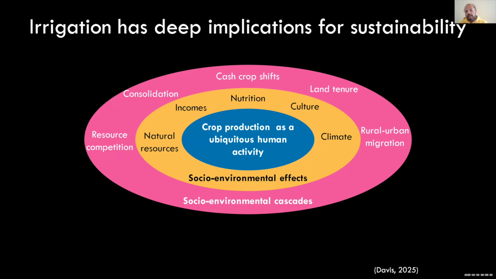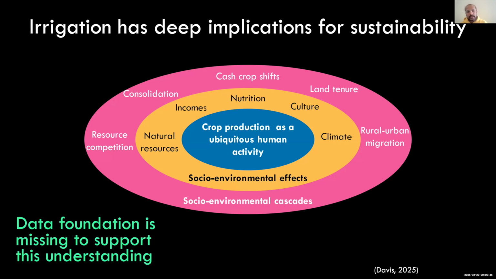Irrigation production or crop production also has a broad impact beyond that, on land tenure as well as rural and urban migration. So considering that irrigation has deep implications, particularly for land and water sustainability, data foundation is a missing link to support this comprehensive relationship between crop production and other variables.